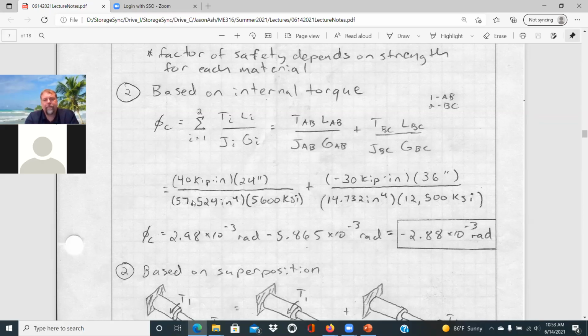And so what we find is that's a 2.98 times 10 to the minus third minus 5.865 times 10 to the minus third from that second one to give us a net total of minus 2.88 times 10 to the minus third radians.